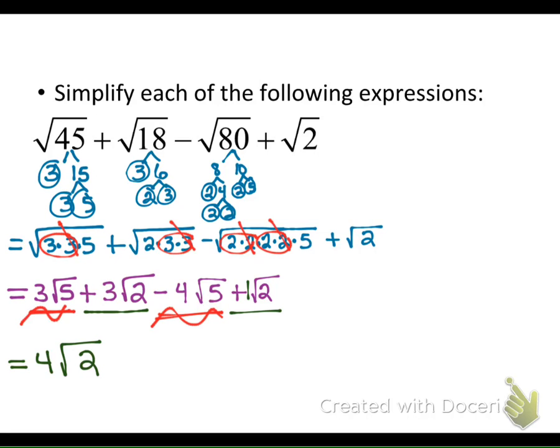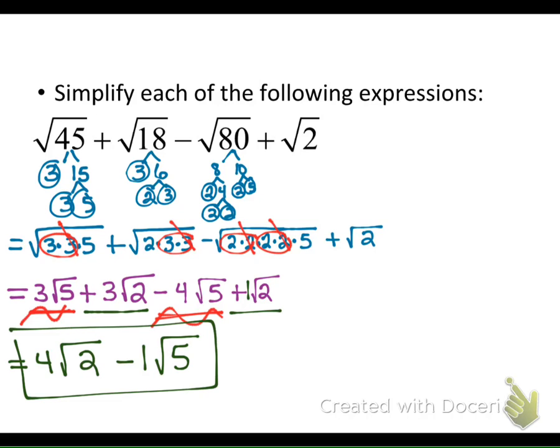So now I'm going to take 3 minus 4 and get what? Say it again. Negative 1 square root 5. And box it. Now if you look, it's in order from least to greatest based on my radicands. Nice job. Nice job.